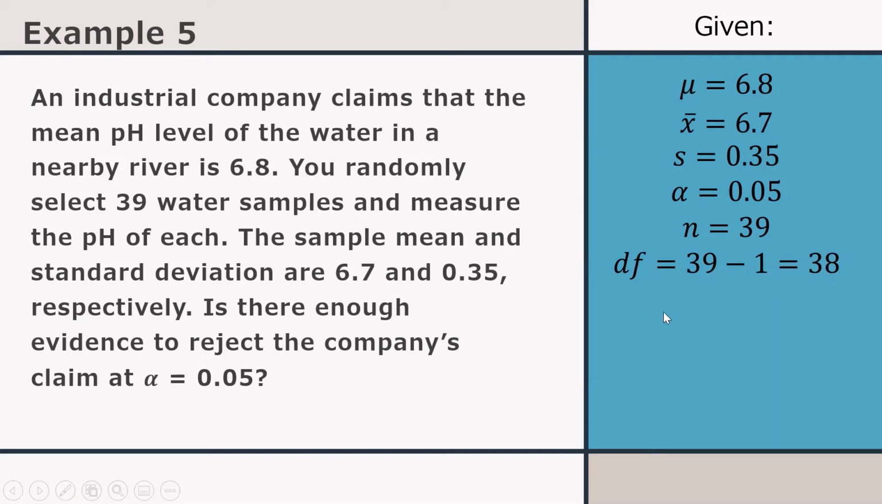Now let us identify the null and alternative hypothesis. The company's claim is that the mean pH level of the water is 6.8. Therefore, the null hypothesis is mean equals 6.8, which is the claim. The alternative hypothesis is just the complement or the opposite of the null hypothesis. Since the null hypothesis is equal, the alternative hypothesis is not equal to 6.8.